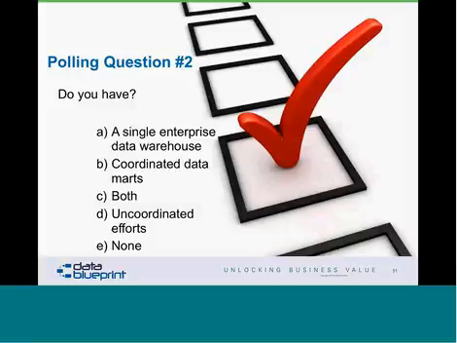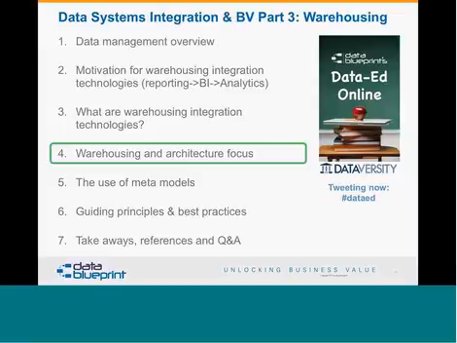Okay, it looks like A, single enterprise data warehouse, came in with 10%. B, coordinated data marts, came in at 4%. C, both, came in at 24%. D, uncoordinated efforts, 25%. And E, none, that was 30%. Okay. I was going to say, it's hard to add up to a large number there, but it looks like we got it all right. All right, well, let's move on.